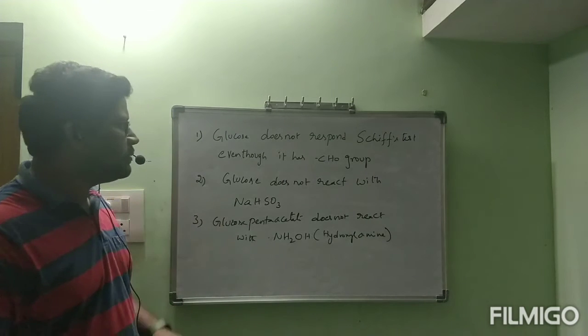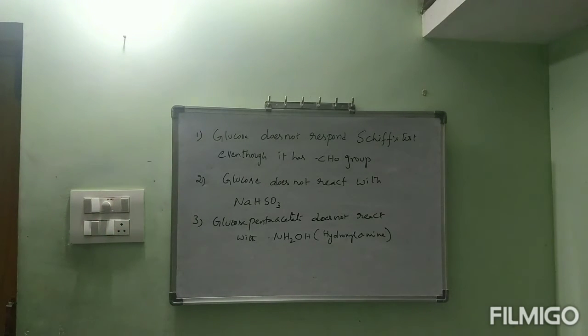Before that, what is the first point? Glucose does not respond to Schiff's test even though it has a CHO group. Next, glucose does not react with NaHSO3. Third one, glucose pentaacetate does not react with NH2OH. Please note down these points. Now I am going to the next point.